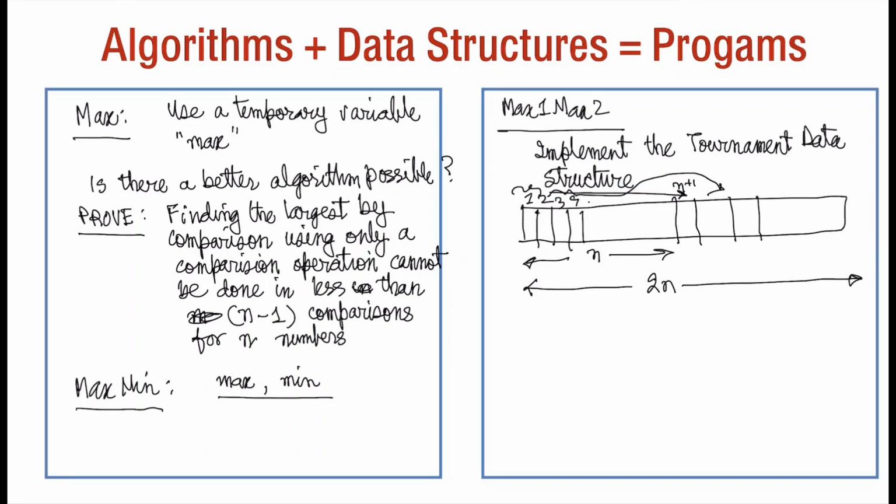And then you will require only n by 2 elements to store these, and then again the comparison of this part of the array will be stored in n by 4 elements here. The comparison of this will be stored in some here, and so on and so forth. So you can easily do this. I am not doing this for you.